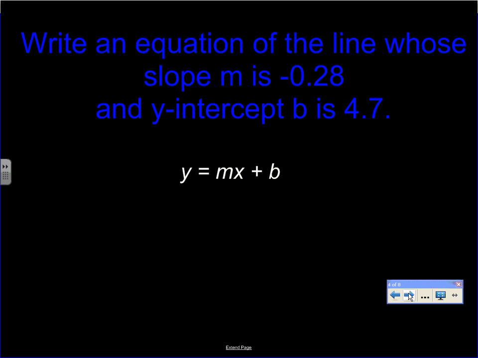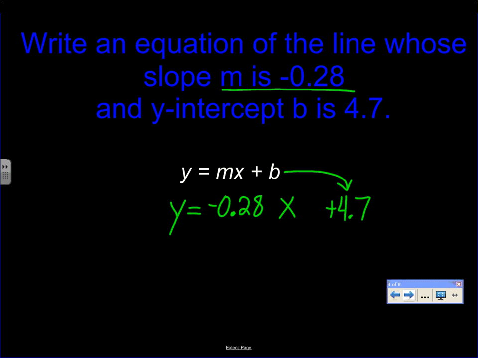If we have decimals, it's still the same. The slope is going to be -0.28, which would be -28 hundredths. And the y-intercept is going to be a +4.7, a +4 7/10. Bring everything else we need down into the equation, and we have y is equal to -0.28x plus 4.7.